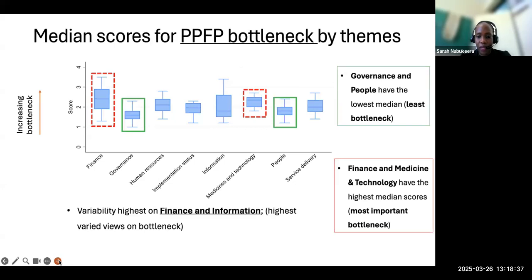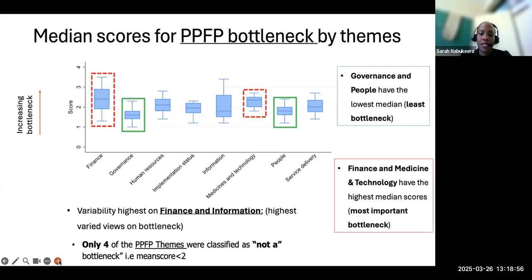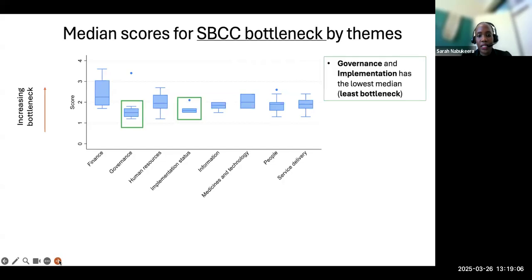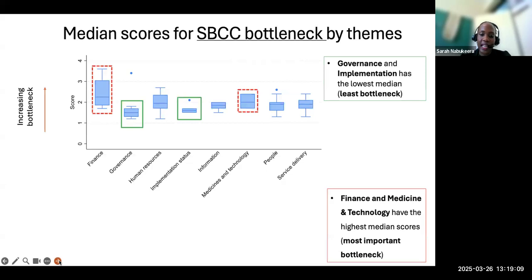And this meant that there were least important bottlenecks. But when we see the ones that are red, finance and medicine, we see that they have a rating above 2, a median score above 2. And these, governance, finance, and medicine and technology, had the most important bottlenecks under PPFP. Let's move on. So for SBCC, we see that implementation status and governance had the least bottlenecks, while finance and medicines and technology had the most important bottlenecks, as evidenced by the highest median scores.